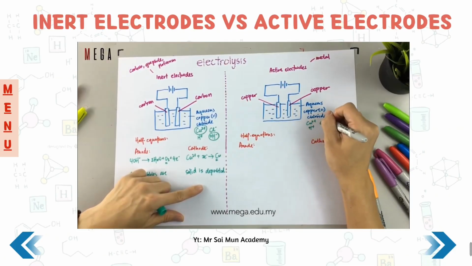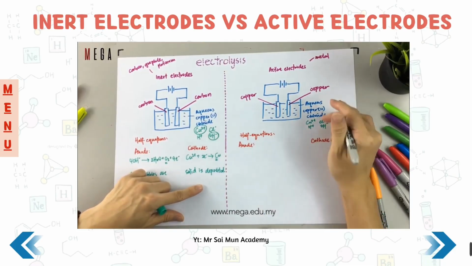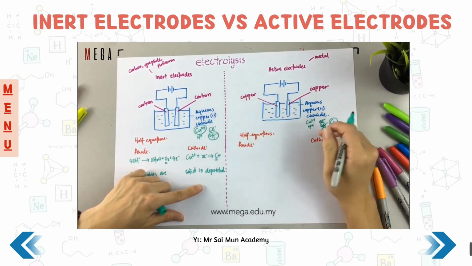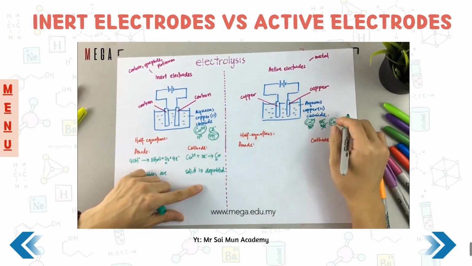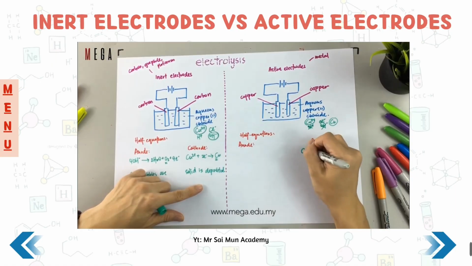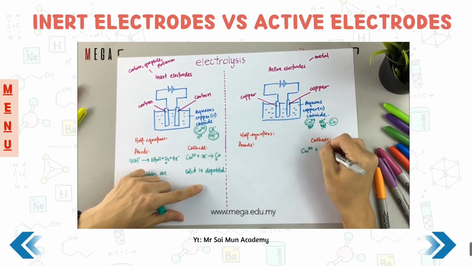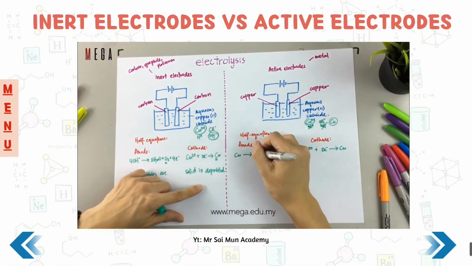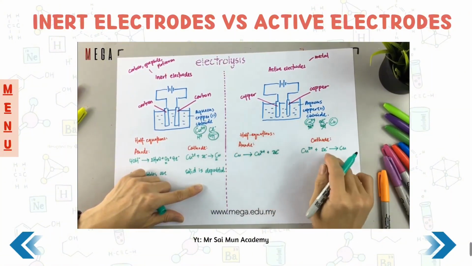Next for active, same thing, there are copper ions, chloride ions, hydrogen ions and hydroxide ions. So which one gets discharged? Since it is active, copper itself gets discharged, not the ions anymore. So very easy, we start with the half equation at the cathode first. Cu2+ plus 2 electrons gives copper. Then we reverse the equation, and it becomes the half equation for the anode.